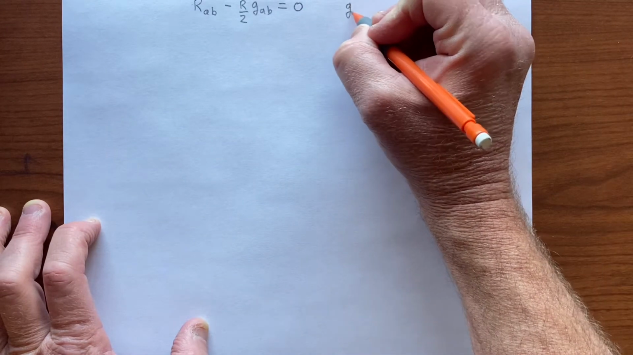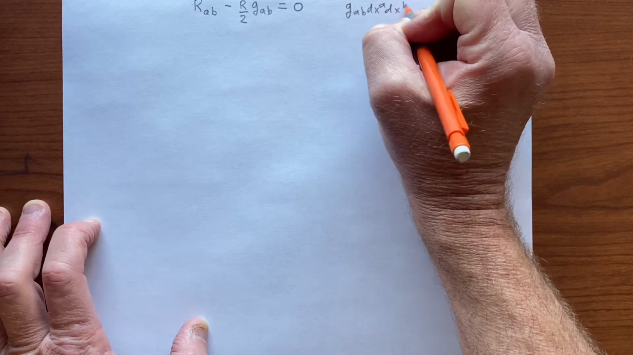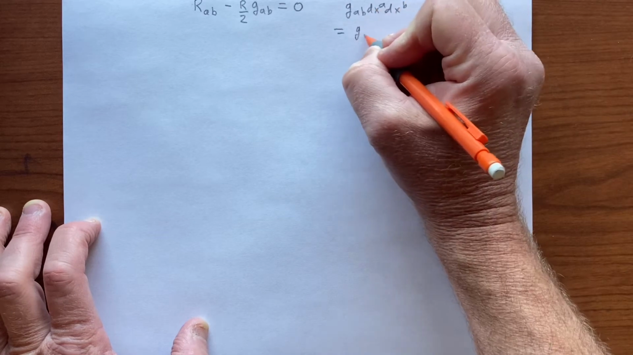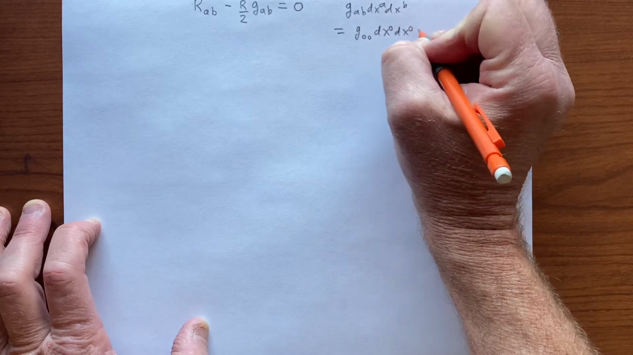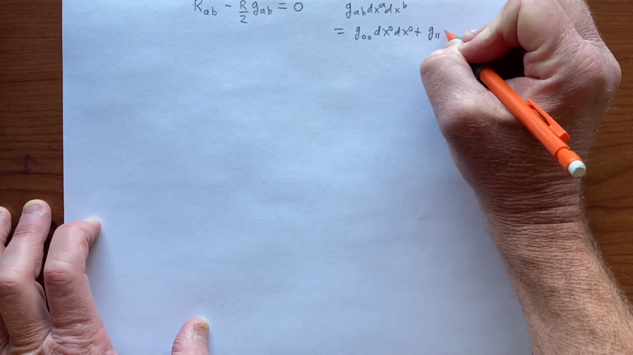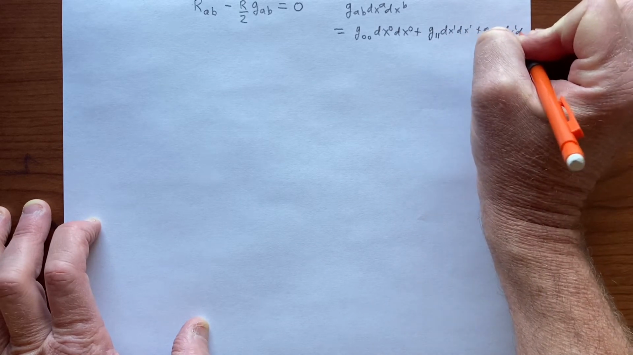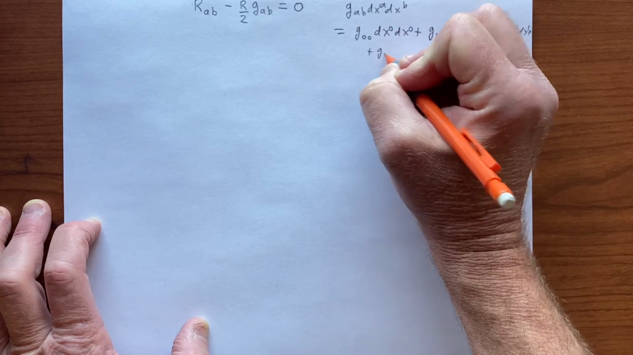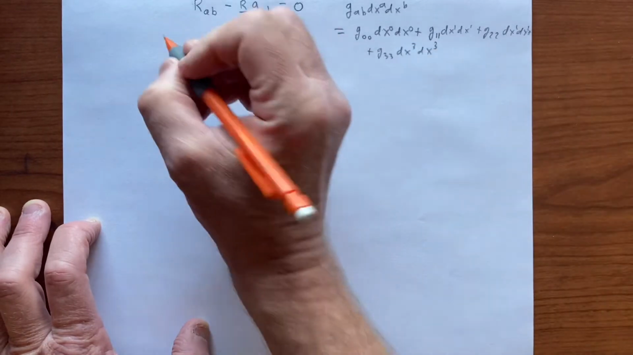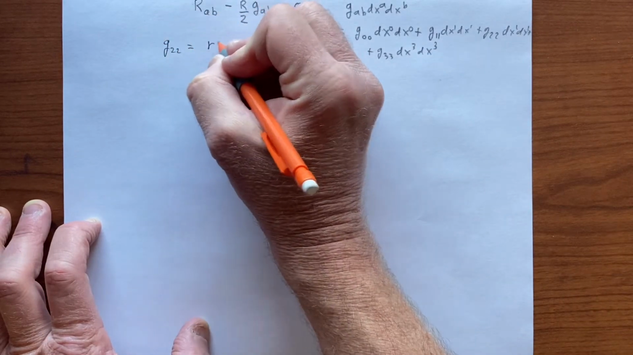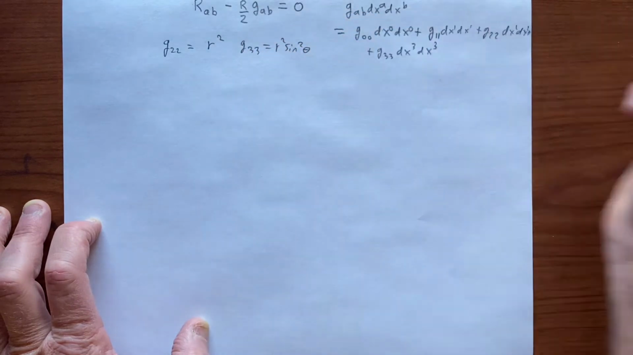Our metric is g_AB dx^A dx^B, which is our spherical symmetry assumption, plus we only have diagonal terms, plus g22 dx^2 dx^2 plus g33 dx^3 dx^3. g22 is equal to r squared, and g33 is r squared sine squared theta.